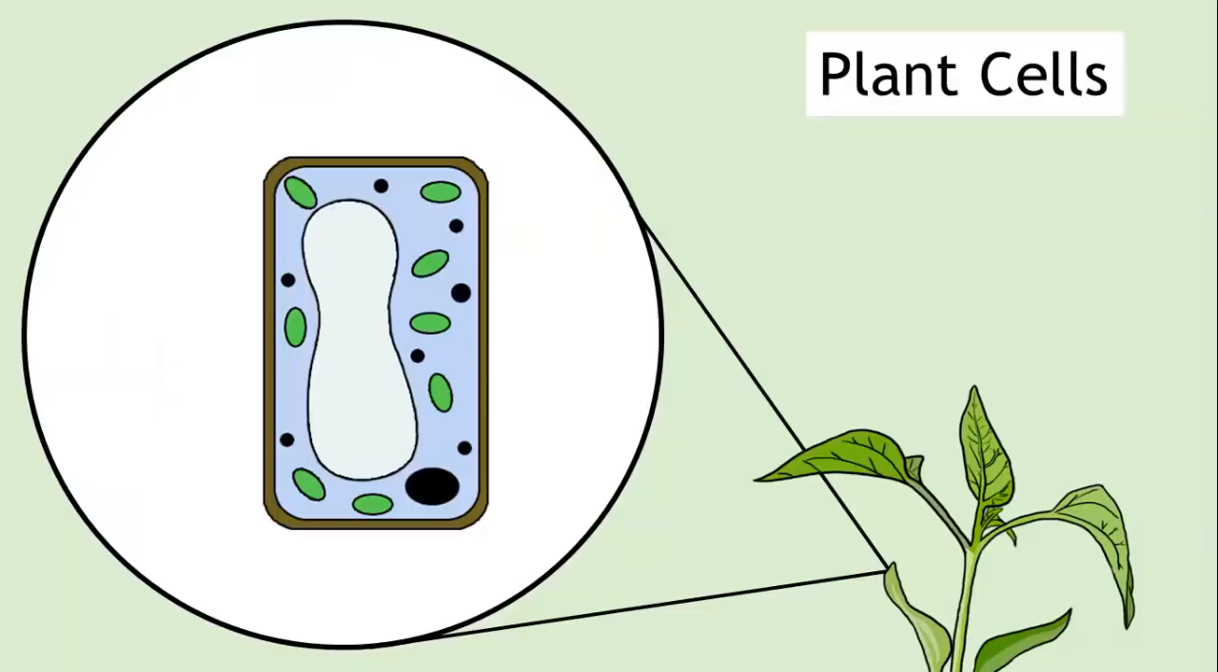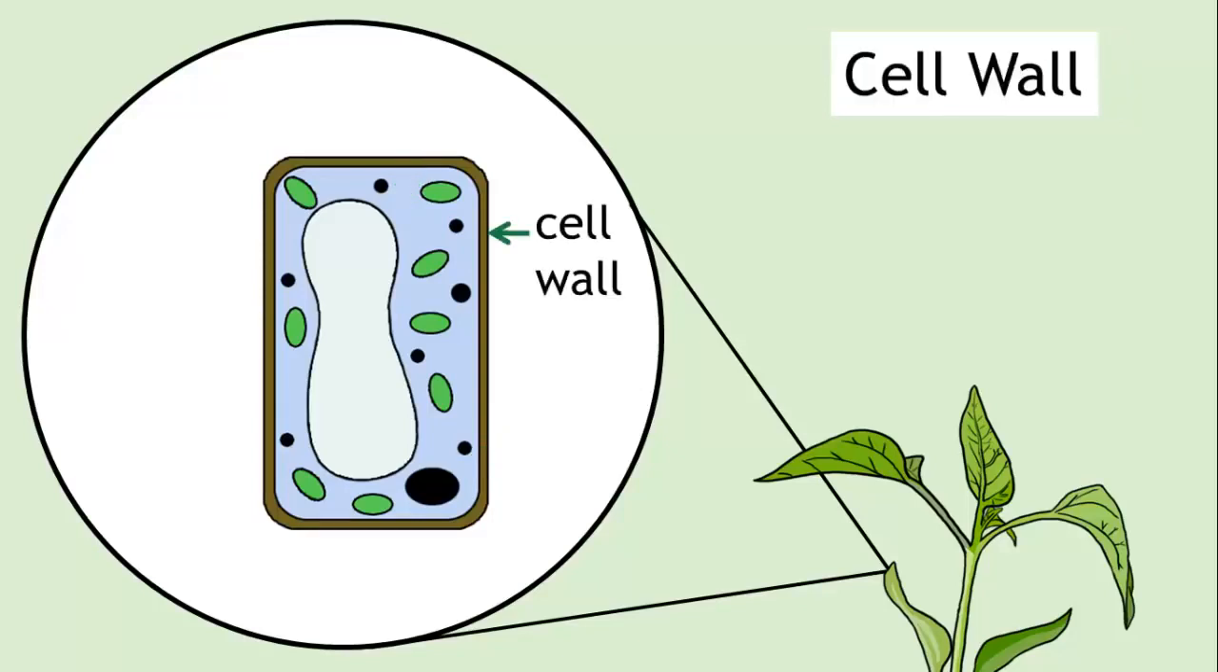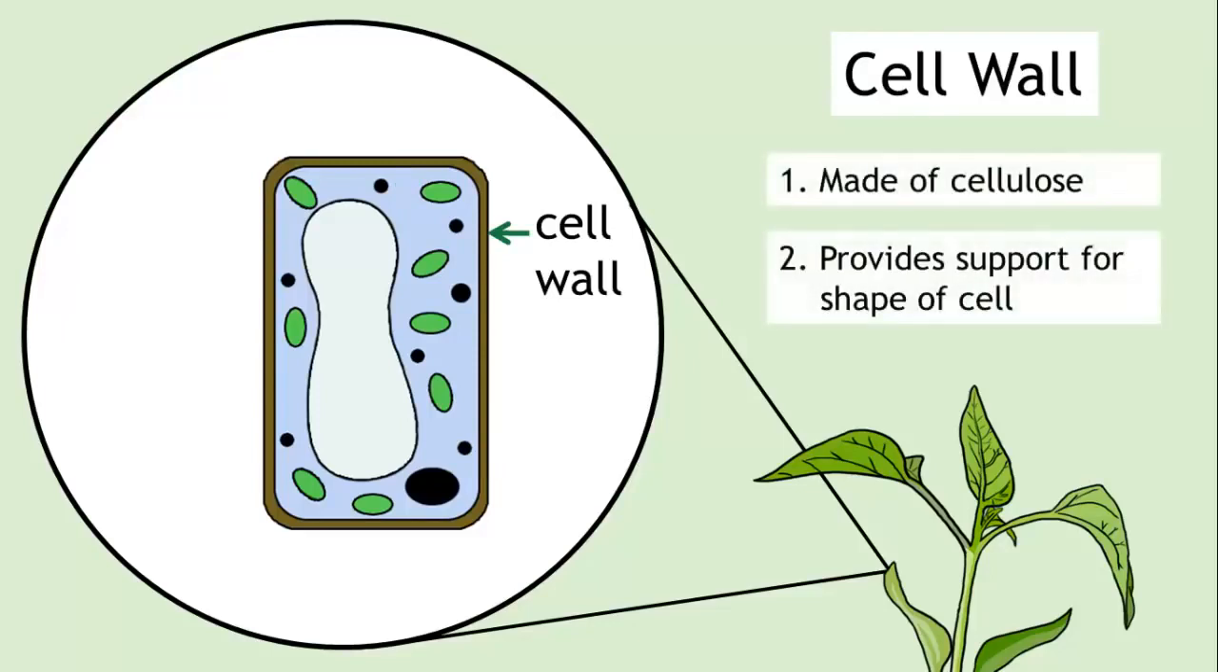Plant cells. Plant cells contain the structures that animal cells contain, that we've just discussed, the nucleus, the cytoplasm, and the cell membrane, but they also include lots of extra structures. For example, they contain a cell wall. A cell wall is made of cellulose, and this structure provides support for the shape of the cell.